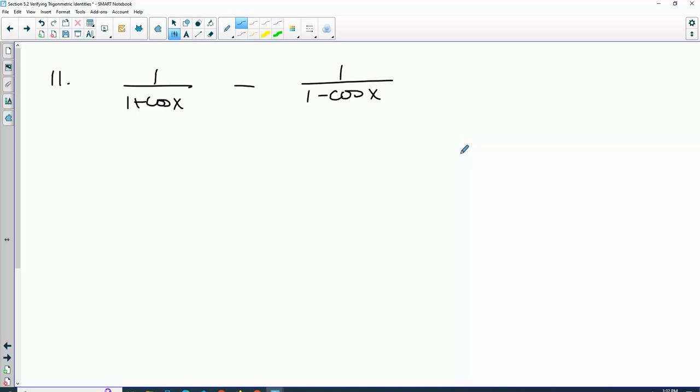So this is kind of like problem 1. If we want to add or subtract with fractions, we have to get a common denominator. But our denominators have more than one term. This is 1 plus cosine, this one's 1 minus cosine. So you have to multiply by the whole thing. I'm going to take this one times 1 minus cosine x on top and bottom, and this one by 1 plus cosine x on top and bottom. So multiplying each by the opposite denominator.